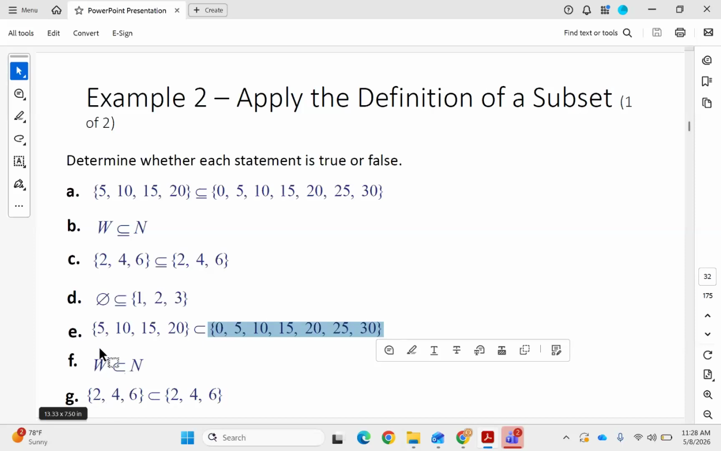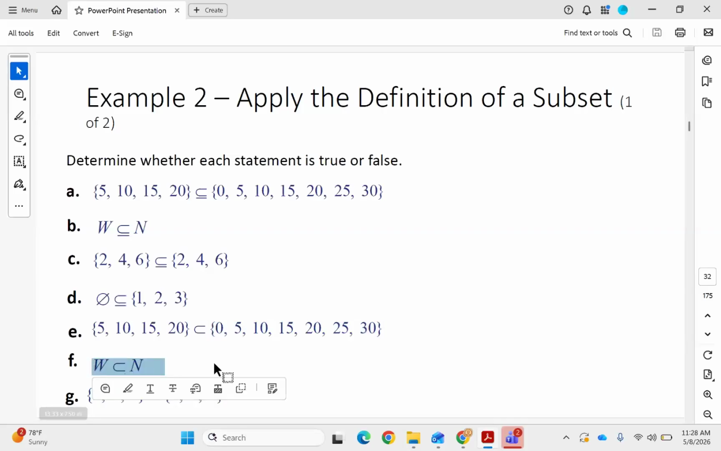F says the whole numbers are strictly smaller than the natural numbers. This is false because to use this symbol, everything on the left has to be on the right. But we already saw before that 0 is in the whole numbers, but it's not in the naturals. So this is false for the same reason that B was false.